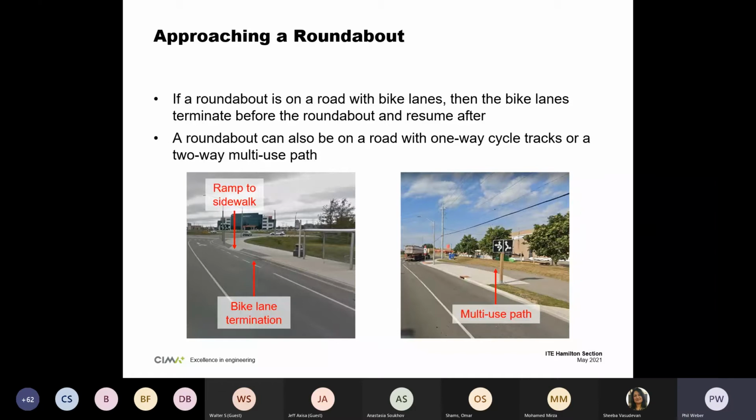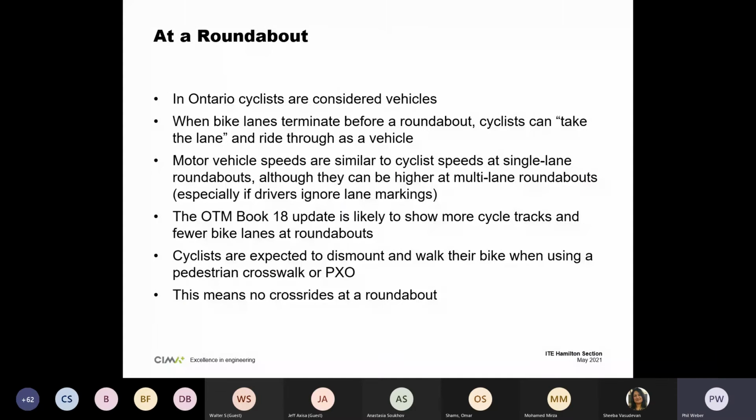In Ontario, cyclists are considered vehicles. So when bike lanes terminate before the roundabout, cyclists can take the lane and ride through as a vehicle. That is the one option. Motor vehicle speeds are similar to cyclist speeds at single-lane roundabouts, although they can be higher at multi-lane roundabouts, especially if drivers ignore lane markings.